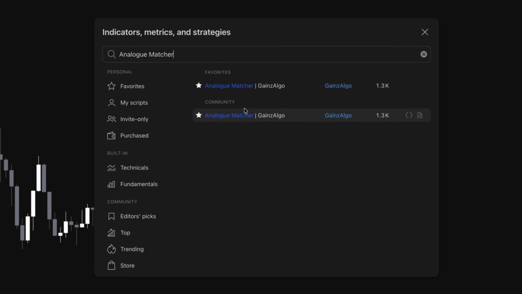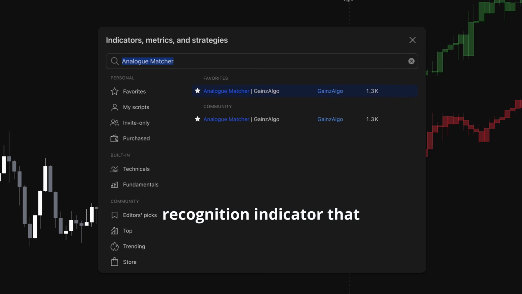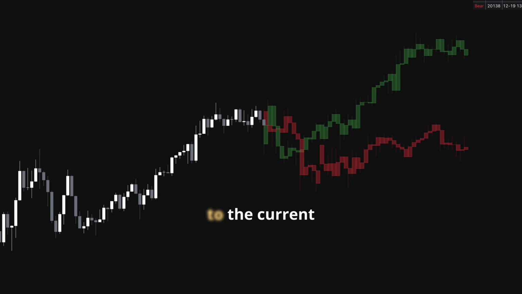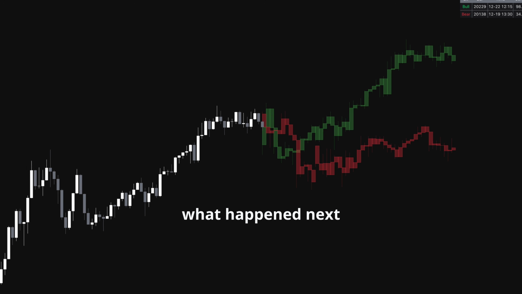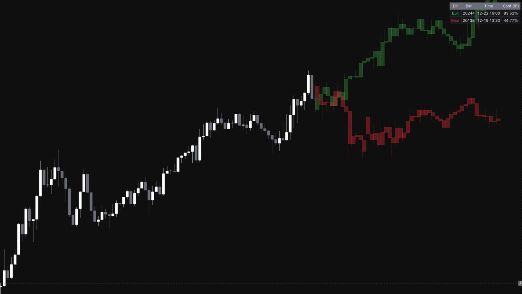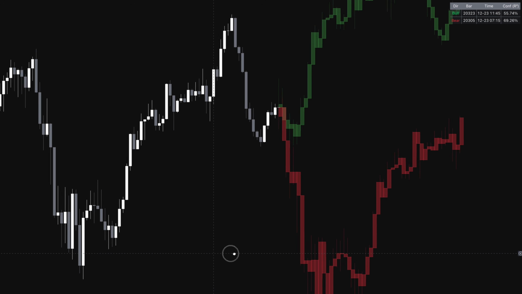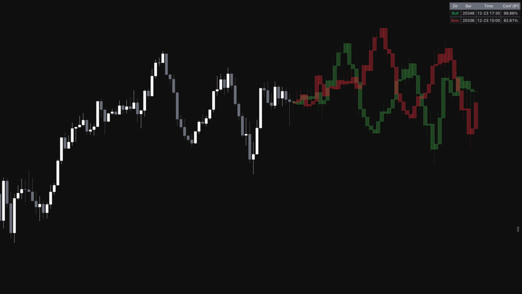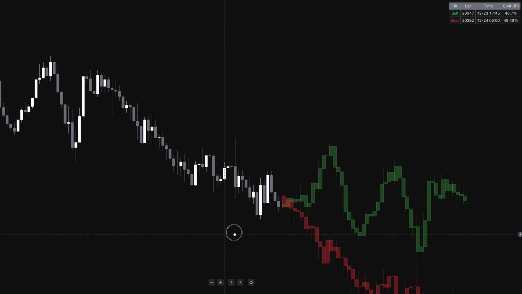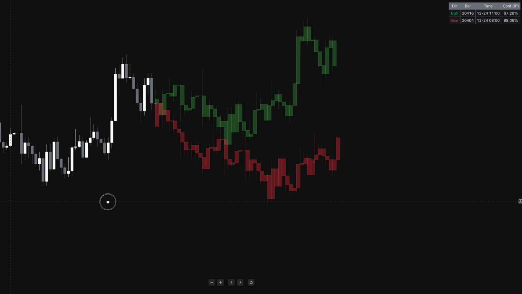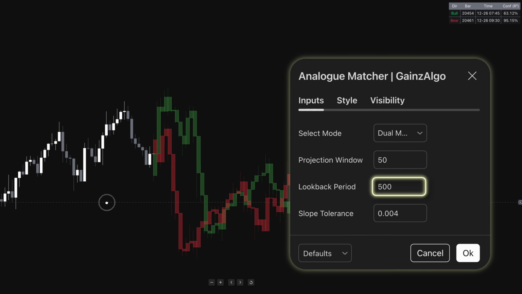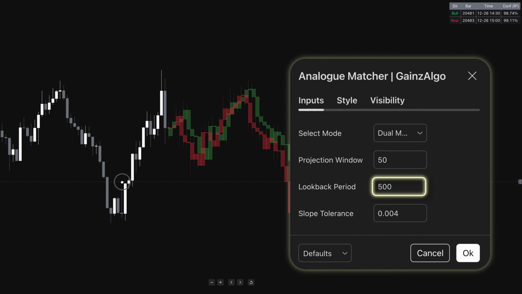Analog Matcher, created by Gaines Algo, is a pattern recognition indicator that searches historical price action for the closest structural match to the current moment and projects what happened next directly onto the right side of the chart. The concept is pattern analog forecasting, a technique borrowed from meteorology and quantitative finance, applied here to raw price slope using linear regression. The matching engine runs a full linear regression on price against time across a user-defined look-back period, extracting the slope and R-squared value for each historical window.